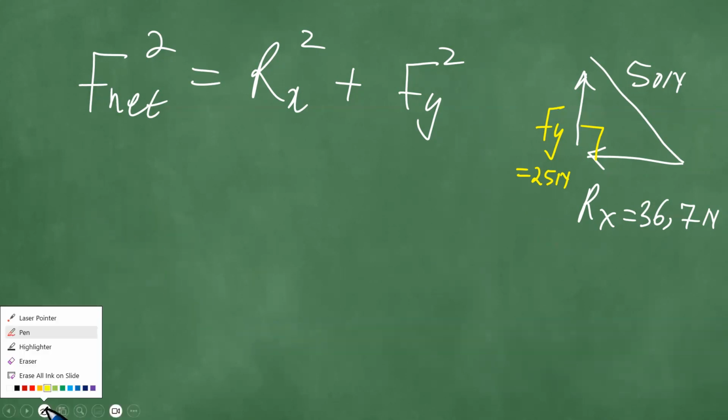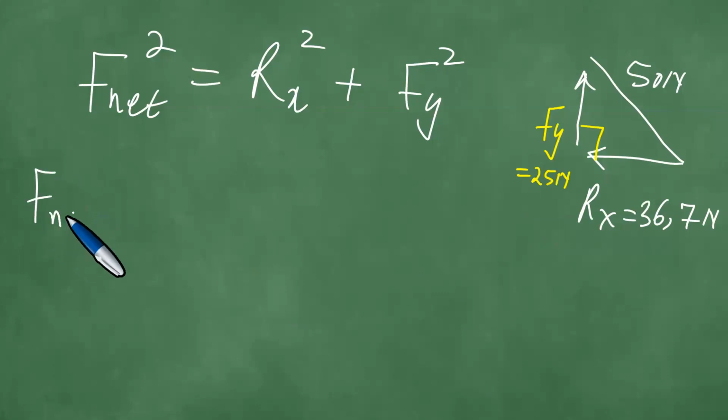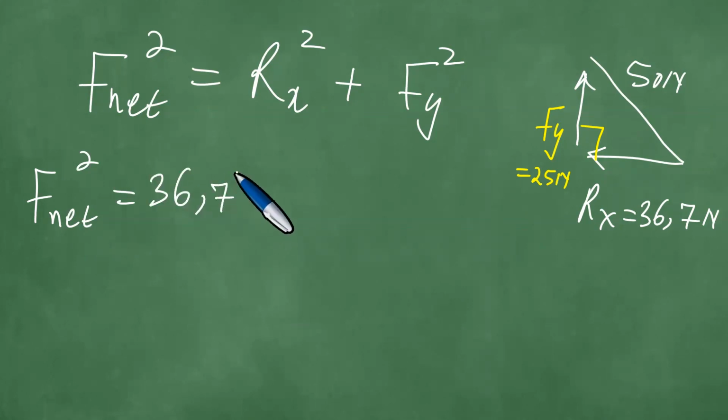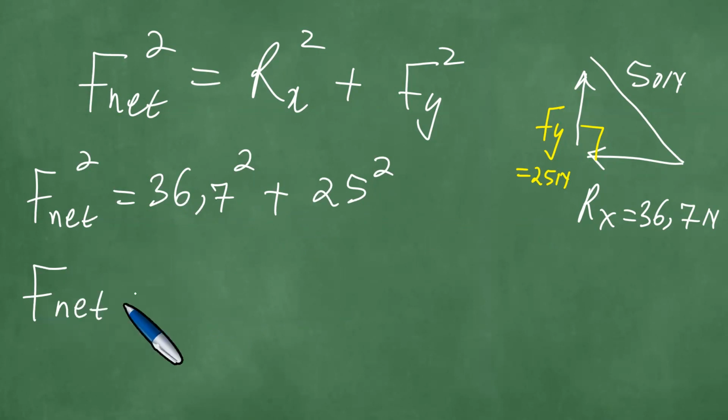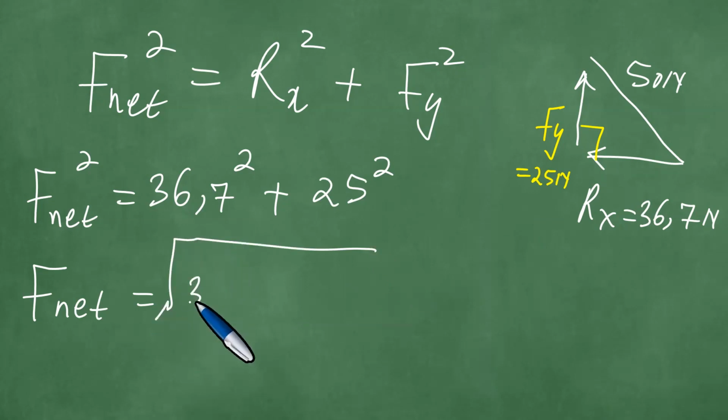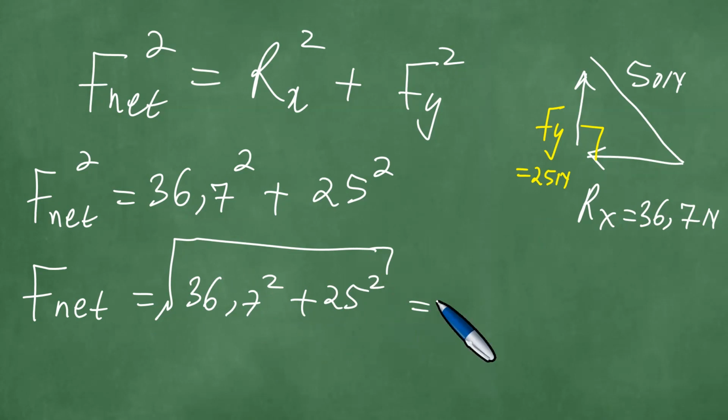Which means that F net is 36.7 squared plus 25 squared. If this is the case, we are able to use a calculator and see that F net is the square root of 36.7 squared plus 25 squared. And this is the same as what?